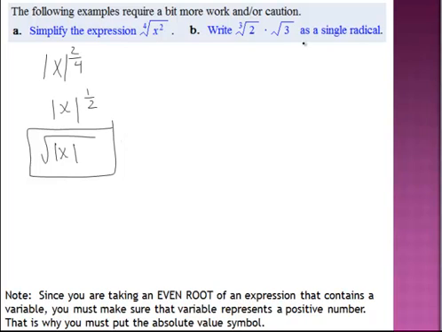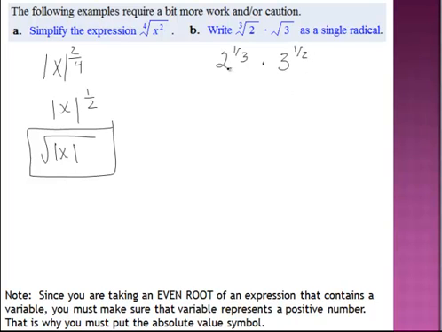So for b, we're supposed to write the cube root of 2 times the square root of 3 as a single radical. This one's going to take a little bit of thought. Let's go ahead and rewrite those using our fractions for exponents. So the cube root of 2 is 2 to the 1/3 power. And the square root of 3 is 3 to the 1/2 power.